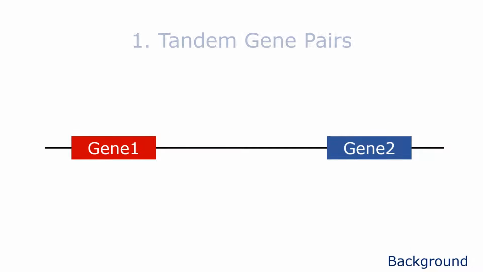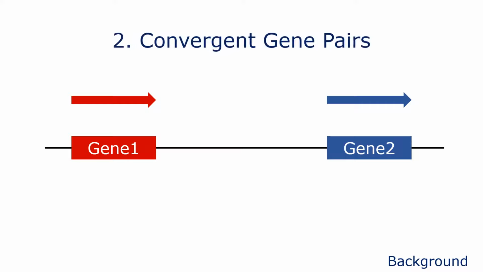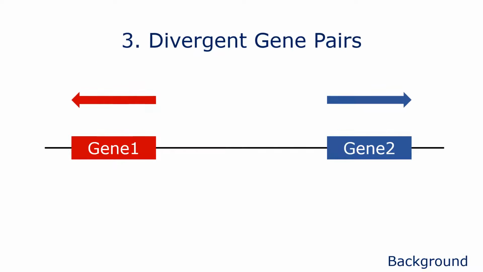If both genes 1 and 2 are transcribed in the same direction, they are said to be a tandem gene pair. If the direction of gene 2 is flipped, so it's transcribed in the direction of gene 1, this would be a convergent gene pair. And finally, if the two genes are transcribed in opposite directions going away from each other, they are said to be a divergent gene pair, or DGP.